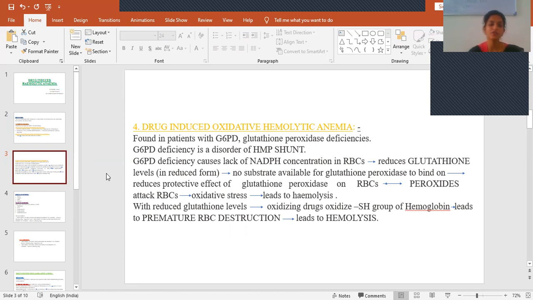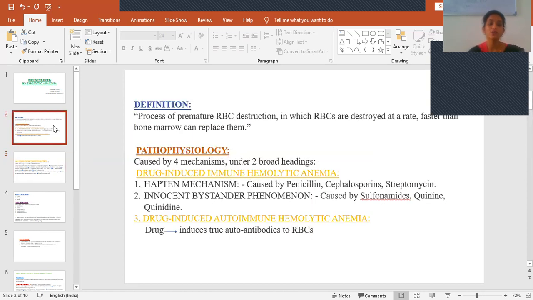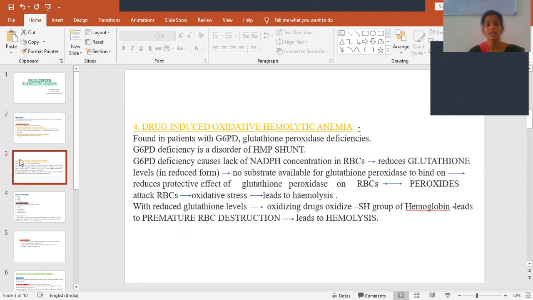So these are the four mechanisms of how drug-induced hemolytic anemia takes place. First is the immune mechanisms. It involves two: the Hapten and innocent bystander mechanisms. Then autoimmune hemolytic anemia, that means autoantibodies to red blood cells are produced. And then oxidative hemolytic anemia. Here glutathione levels are decreased, and oxidizing enzymes will cause the destruction of red blood cells through oxidative reactions.